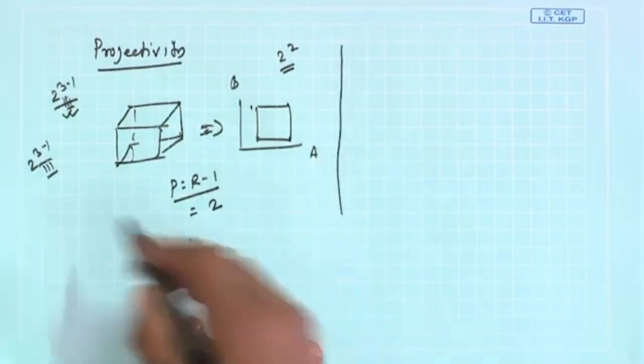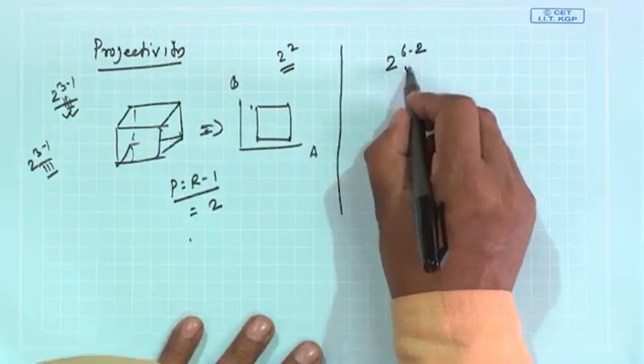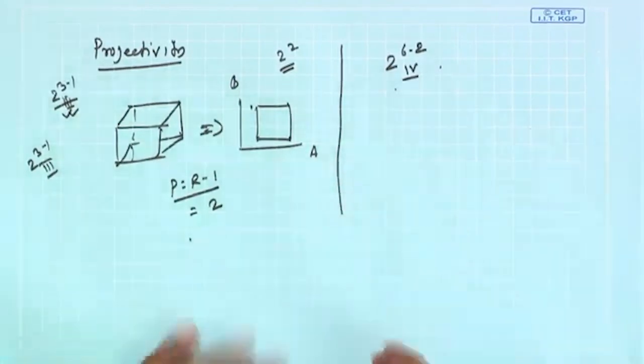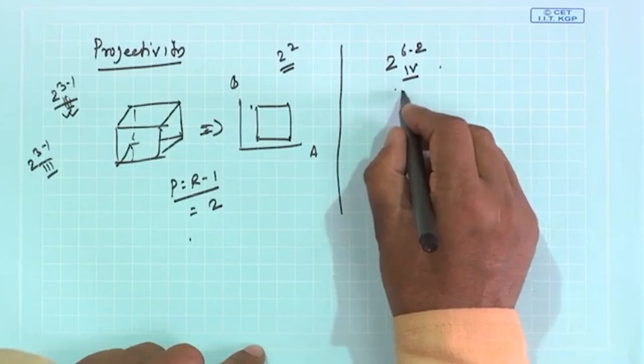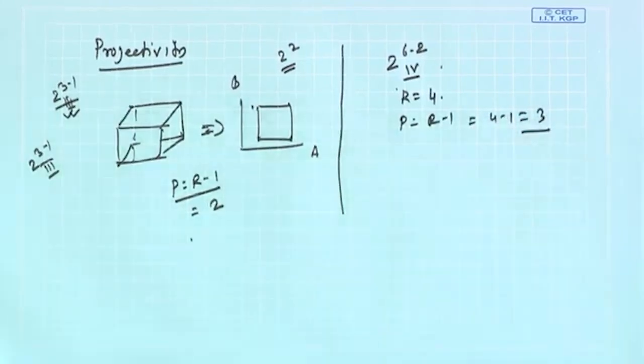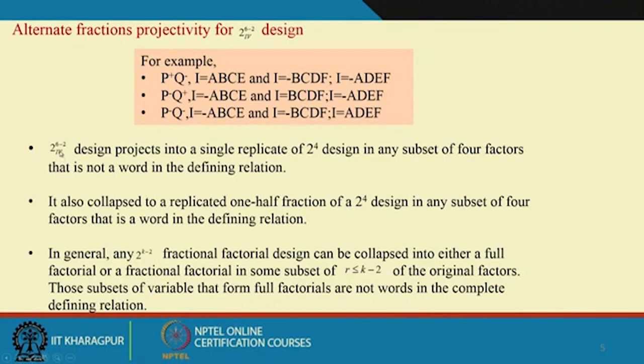Then what will happen to projectivity when we are talking about a 2 to the power 6 minus 2, resolution 4 design? Obviously, the resolution is r equal to 4. If p equal to r minus 1, that means 4 minus 1, that means 3. So in some cases 3 factors will give a full factorial, and in some cases you will get a fractional factorial. That is the projectivity in the case of fractional factorial design. A 2 to the power 6 minus 2, resolution 4 design projects into a single replicate of a 2 to the power 4 design in any subset of 4 factors that is not a word in the defining relations.